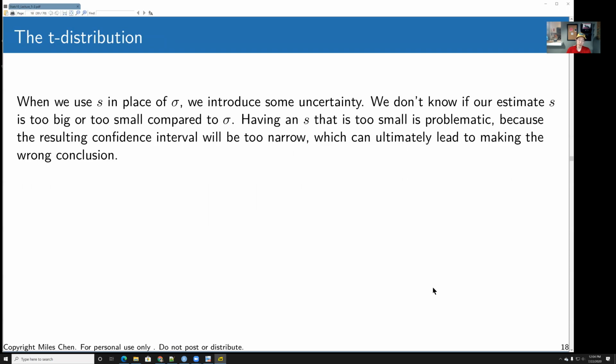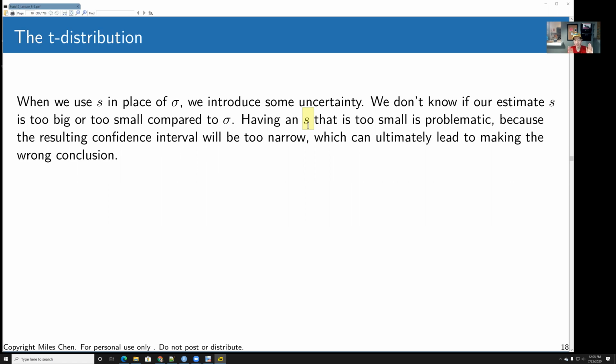Okay. So this is what I wrote. When we use S in place of sigma, we're introducing uncertainty. We don't know if our estimate S is too big or too small compared to the population standard deviation sigma, okay? And having an S that is too small is problematic, because your resulting confidence interval is going to be too narrow, and that could lead you to making the wrong conclusion, right?